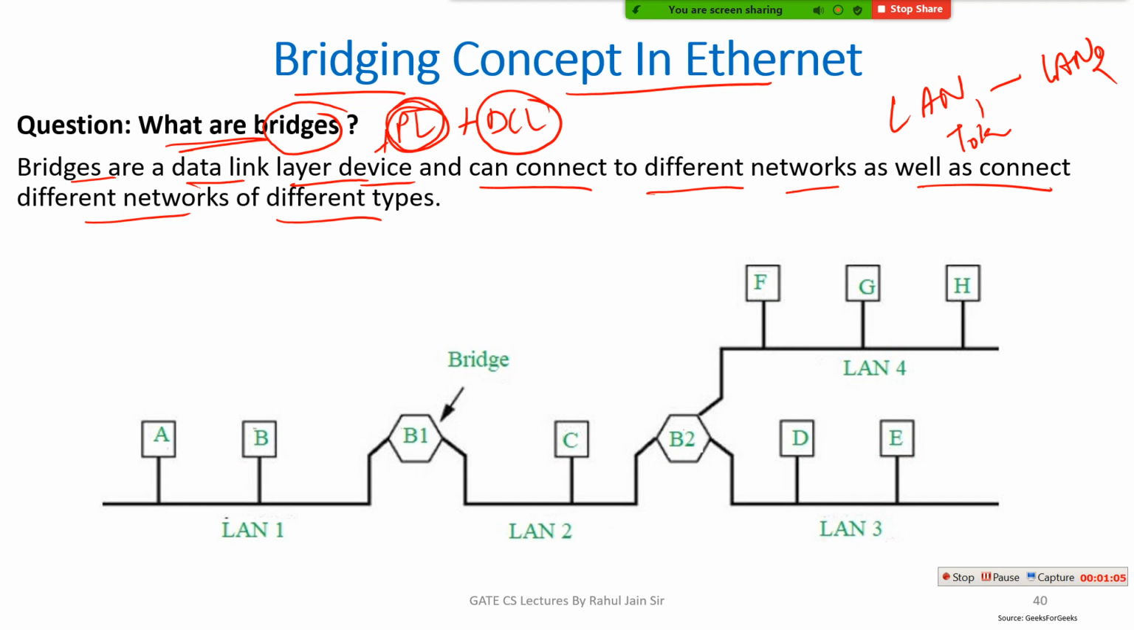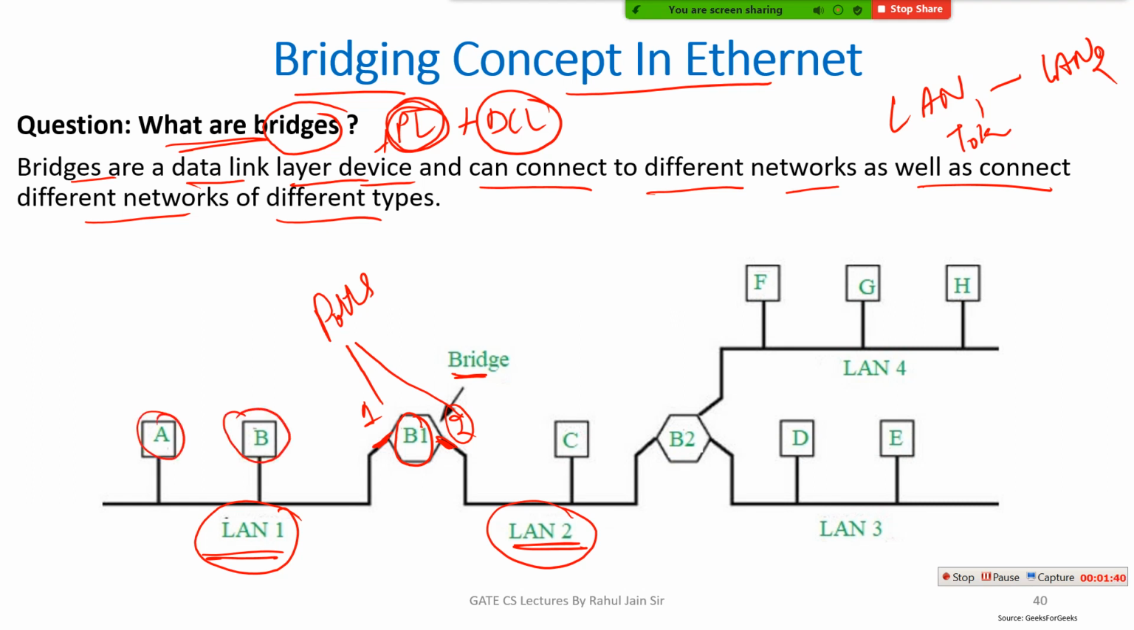Now, you can simply observe here that B1 is a bridge. It is connecting our LAN 1 and LAN 2. This is one of my ports and this is my other port. I will refer to 1 and 2 as ports. So this B1 has two ports, one and two. The first port is connected to LAN 1 and the second port is connected to LAN 2.